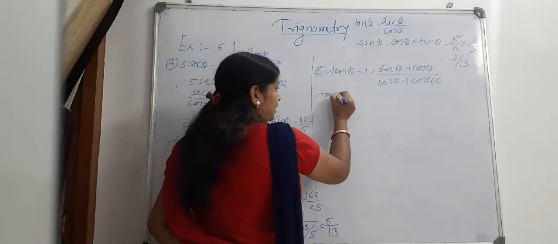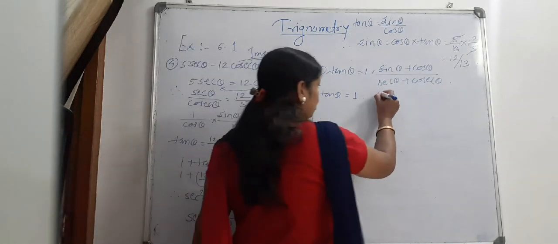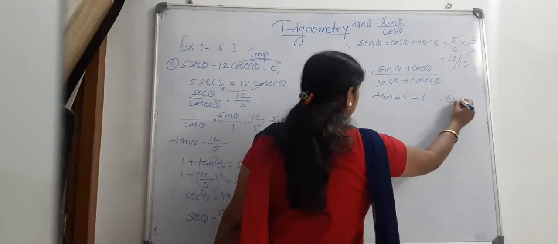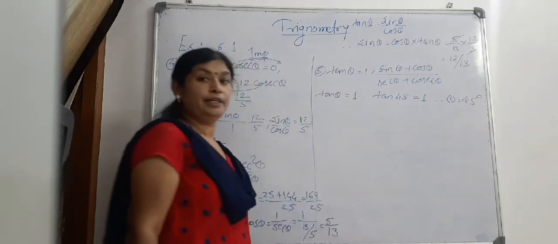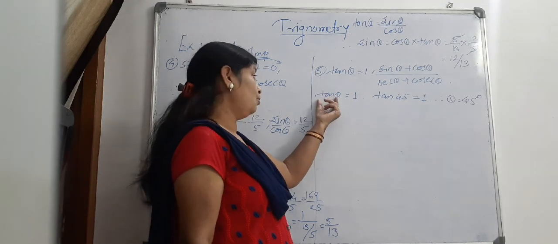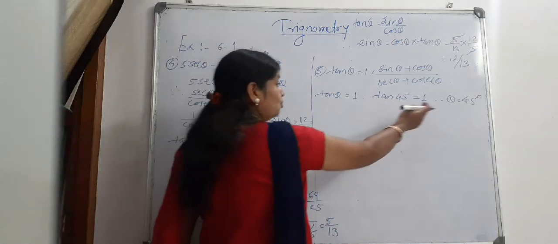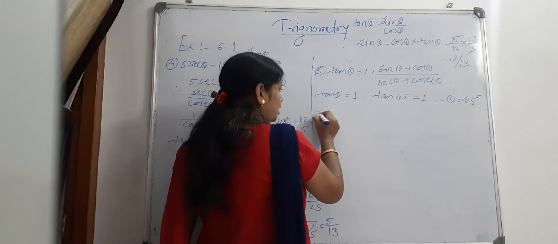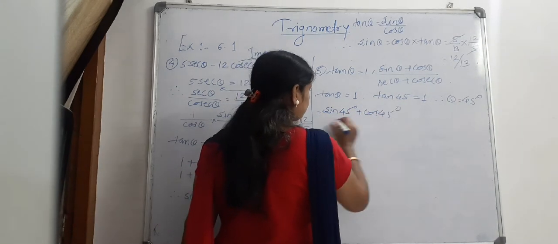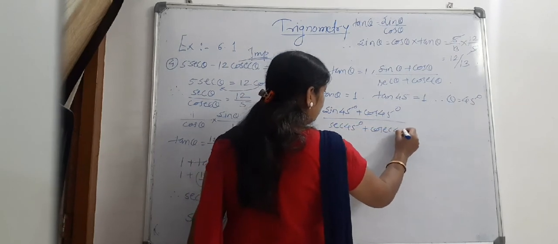Now see here, if tan theta is 1, for which value of theta is tan 1? Tan 45 is equal to 1. Which angle has tan equal to 1? Tan 45 is 1, so theta is equal to 45. Now put the value of theta in this expression: sin 45 plus cos 45 upon sec 45 plus cosec 45.